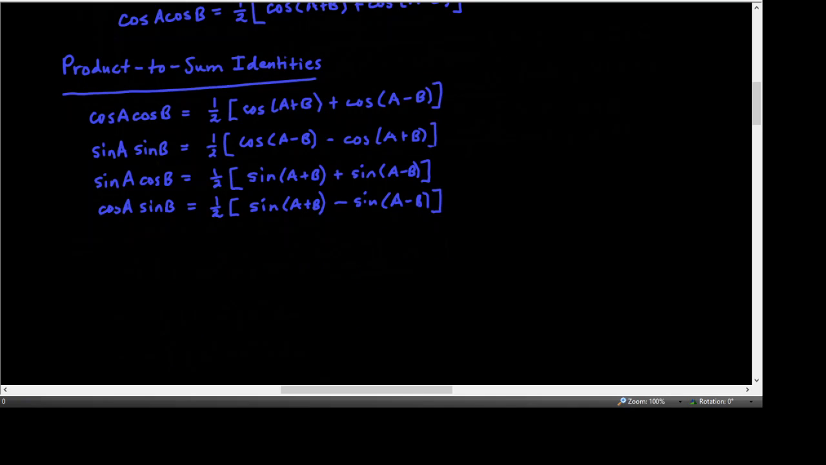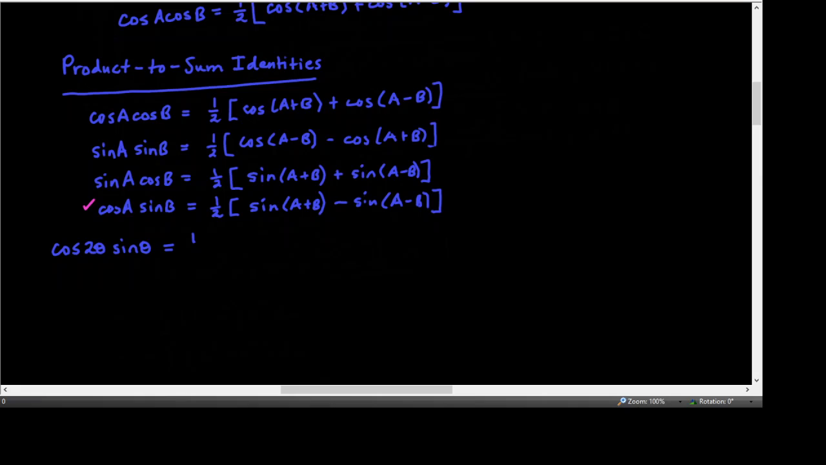The example we have is to rewrite cosine of 2 theta times sine of theta as either the sum or the difference of two functions. So we're turning a product, cosine of 2 theta times sine of theta, into a sum or difference. So product to sum identity is the correct topic. And we need to first identify which of these is the one that's going to do what you want. And I think it's the fourth one, cosine of something times sine of something. So we're going to use that identity.